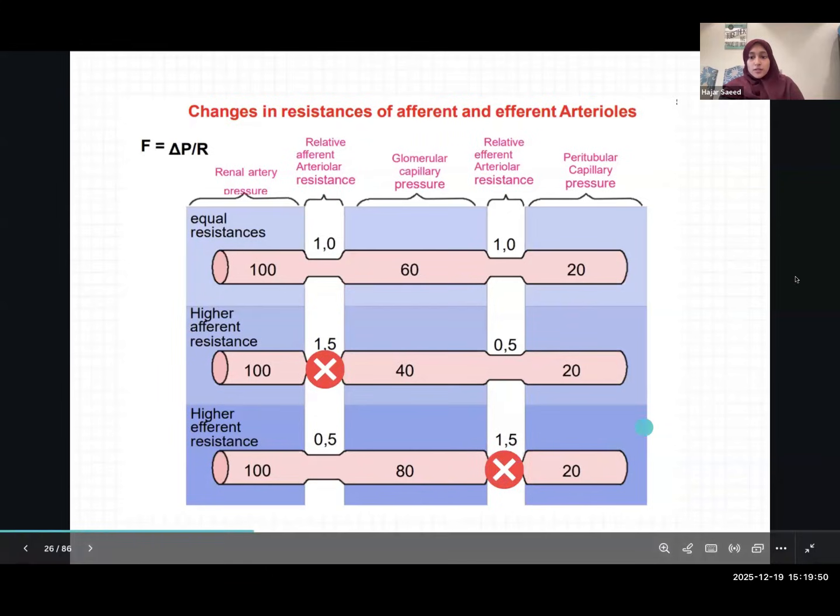But efferent is a little bit different. In efferents, does the renal plasma flow go up or down? And does GFR go up or down?